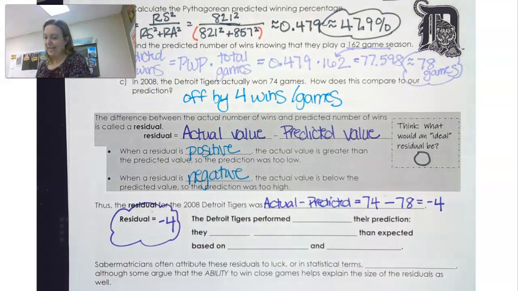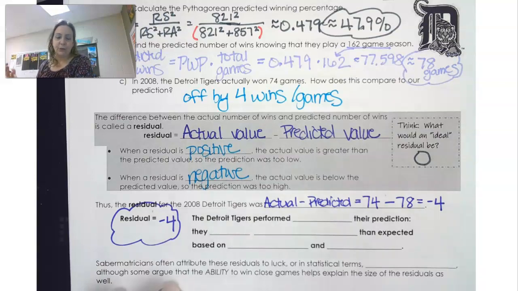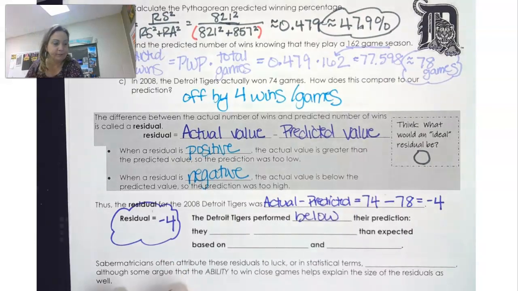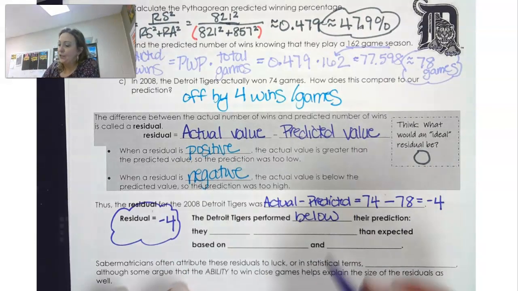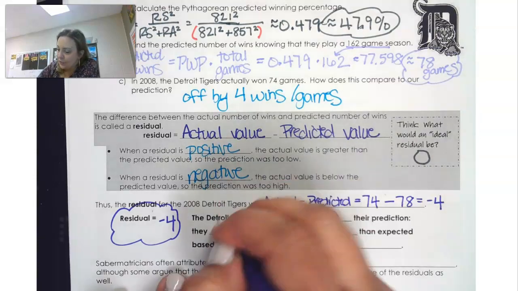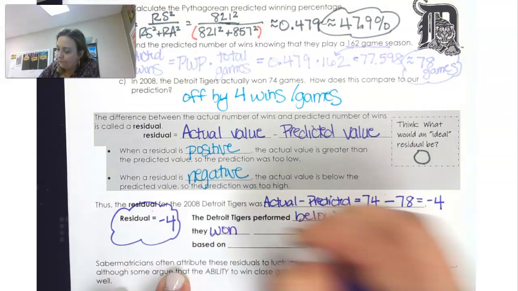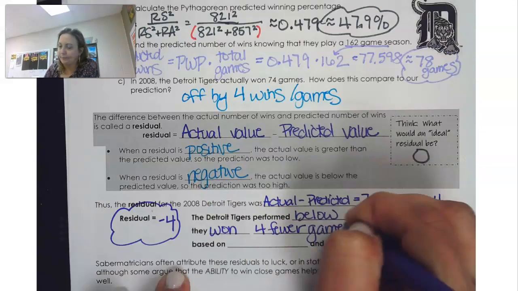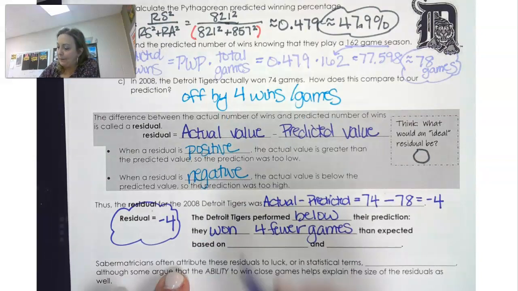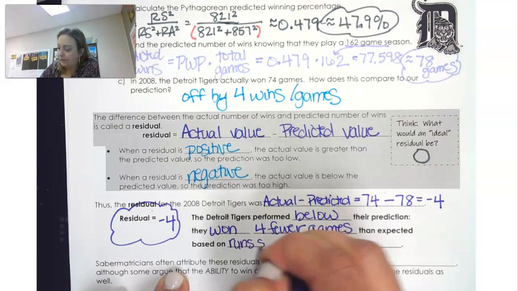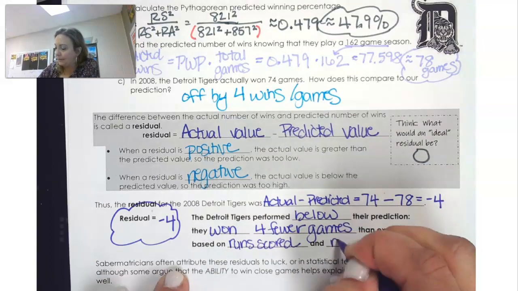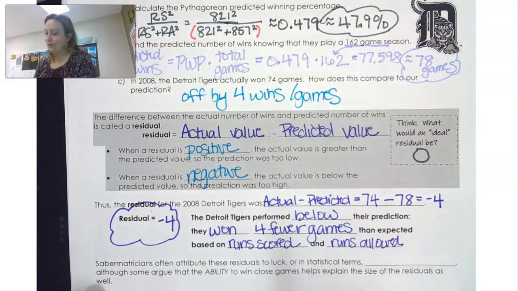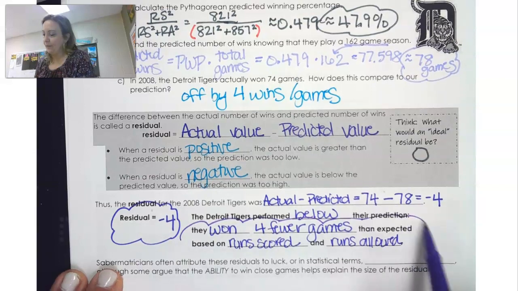And what this means is that, because the residual was negative, they performed below their prediction. And we were trying to predict how many games they won. So we can say that they won 4 fewer games than expected. And again, that was based on runs scored and runs allowed. So this idea is how we can interpret a residual.